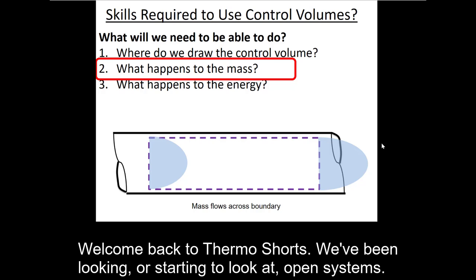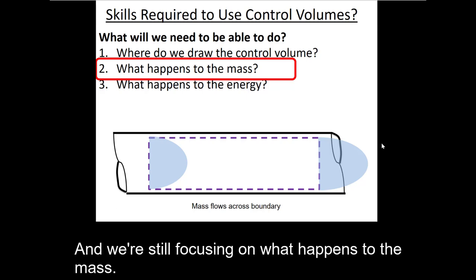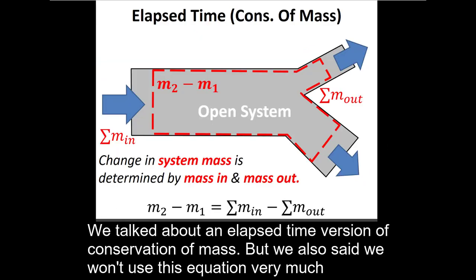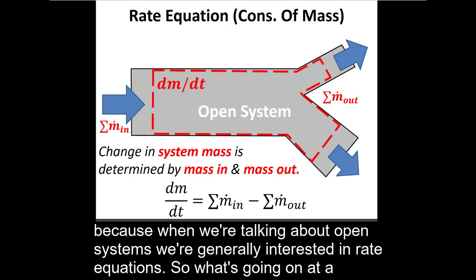We've been looking, or starting to look, at open systems. In last class, I talked about these three questions that we want to be able to answer, and we're still focusing on what happens to the mass. We talked about an elapsed time version of conservation of mass, but we also said we won't use this equation very much because when we're talking about open systems, we're generally interested in rate equations.